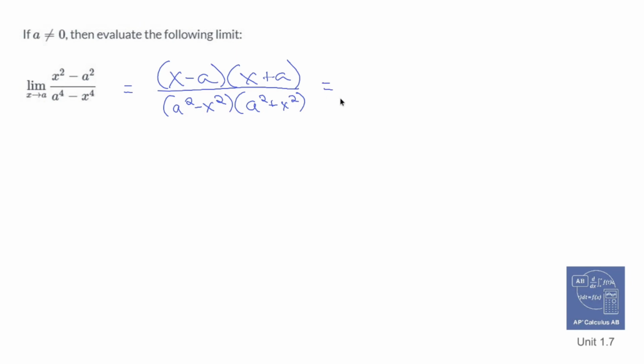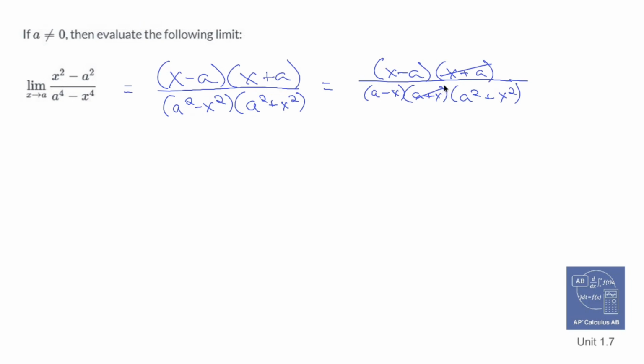Now I can keep going with this. Okay, the top doesn't change: x minus a, x plus a, didn't change. Okay, a squared minus x squared continues factoring. So that's a minus x, a plus x, and then we have a squared plus x squared. Okay, you cross out.